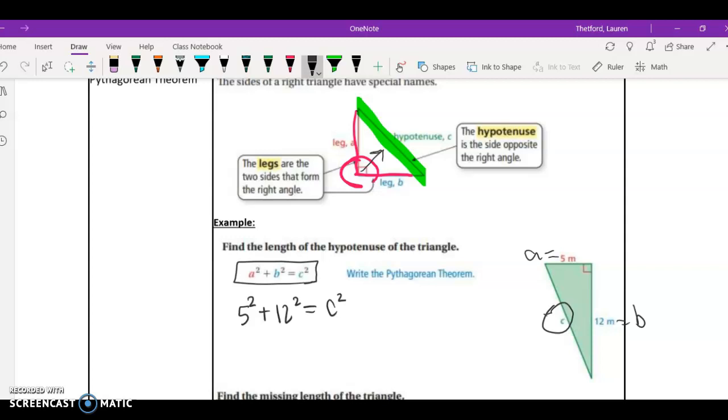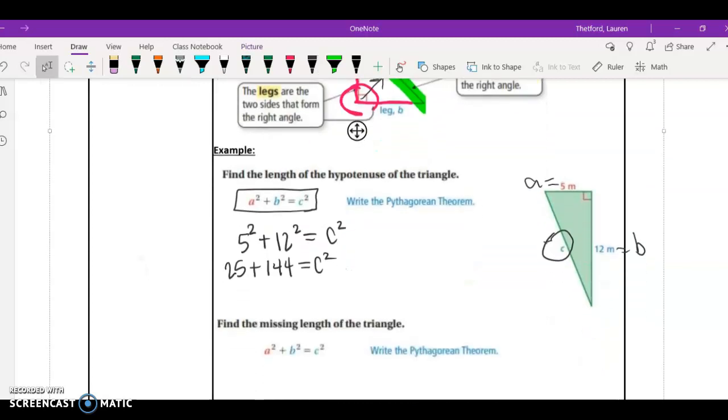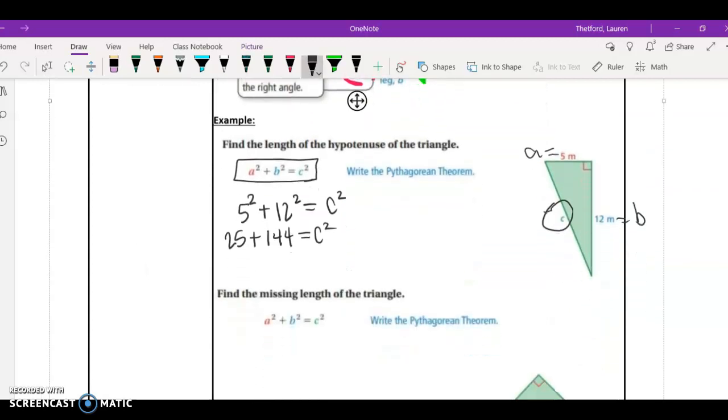And then we're going to square them. So we have 25, because we just do 5 times 5, plus 12 times 12, which is 144, equals C squared. And so now add them together. And so we get 169 equals C squared. And then to find what C is, we need to take the square root. And whenever we take the square root of something squared, these two cancel out. So it just leaves us C equals whatever the square root of 169 is, which is 13. So we know that this side length is 13.